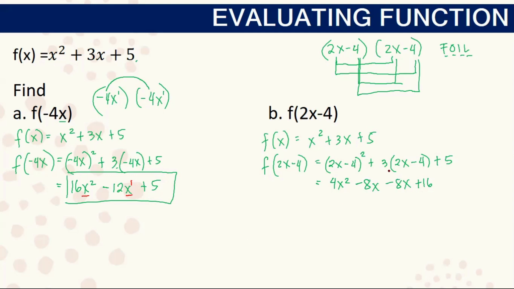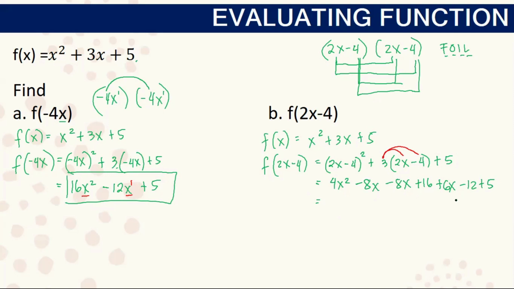The next, in this case, you can just perform the distributive property. So multiply 3 to each of the terms of this binomial. So 3 times 2x is 6x. Then 3 times negative 4 is negative 12. Then copy plus 5. So na-expand na natin lahat. All we have to do next is to combine like terms.